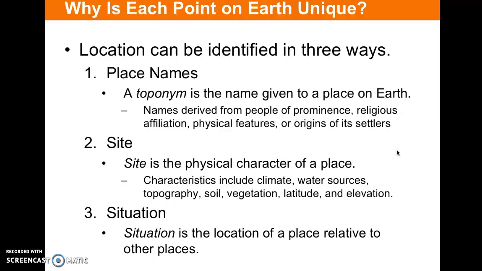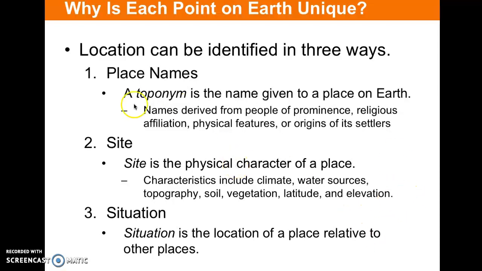Physical features, so places like the Glades. The Glades refer to something that's in the Everglades. Or the origins of its settlers. So you've got places like Florida. Florida is a Spanish word, right? So Florida annotates our Spanish settler history. Things like Boca Raton, these are Spanish words. Miami, Hialeah, Okeechobee, Calusa Park, which is right next to our school. These names all reflect the identity of our indigenous people in Florida, so the Native Americans that lived here before the Spanish settlers.